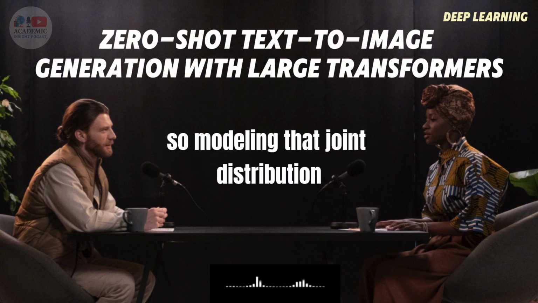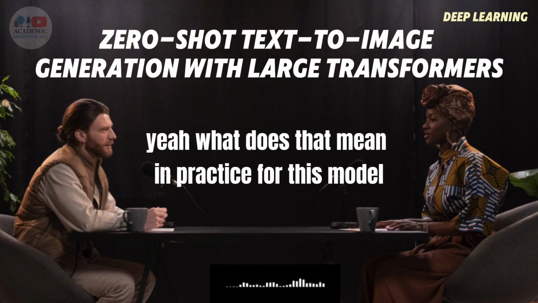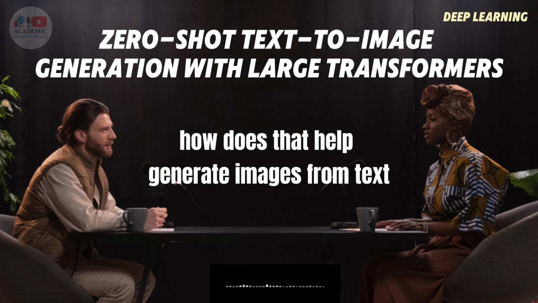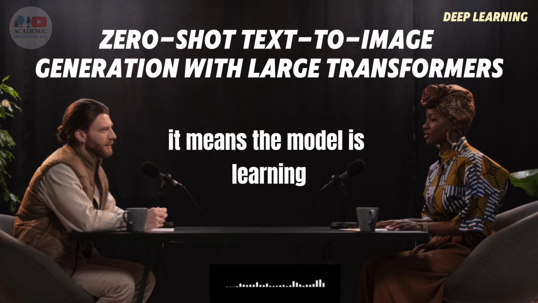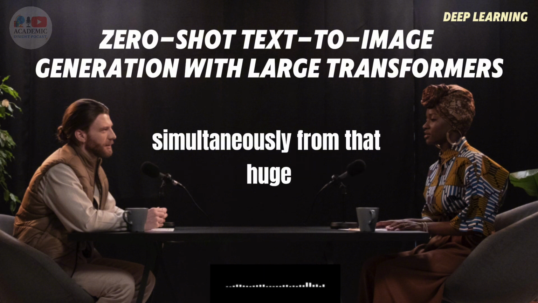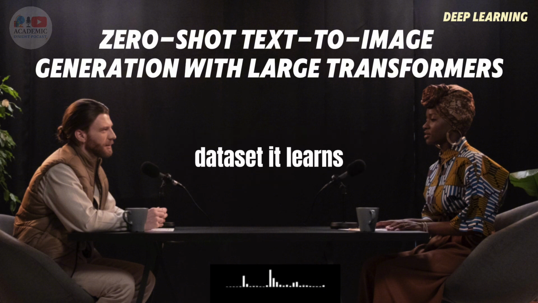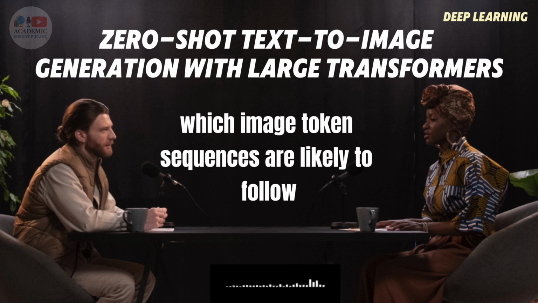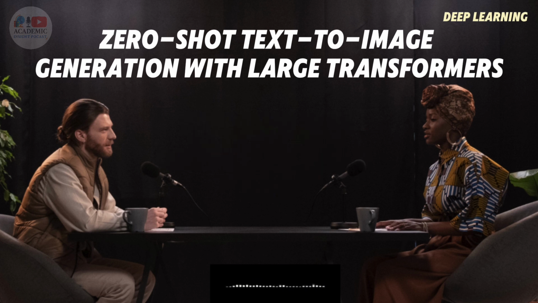So modeling that joint distribution. Yeah. What does that mean in practice for this model? How does that help generate images from text? It means the model is learning the statistical relationship between text and images simultaneously from that huge data set. It learns which image token sequences are likely to follow which text token sequences. Ah, okay.